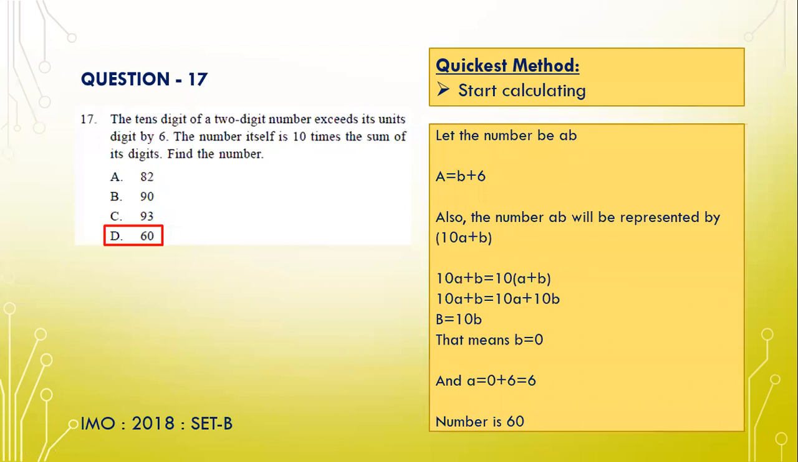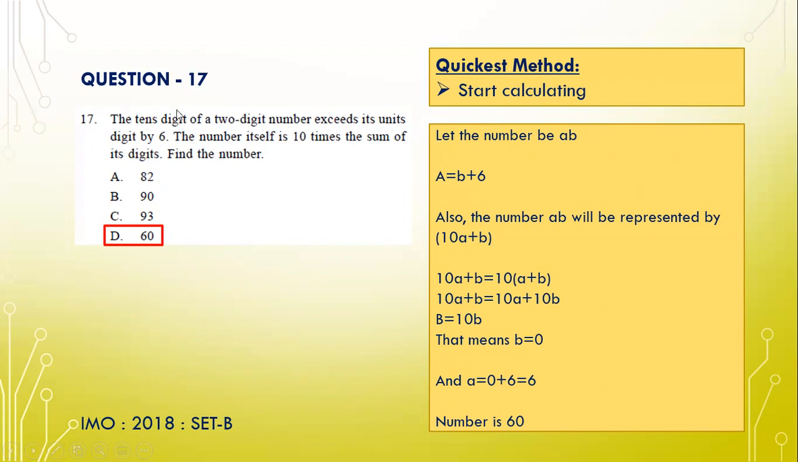Question 17. The tens digit of a 2-digit number exceeds its units digit by 6. The number itself is 10 times the sum of its digits. Find the number. So let the number be AB.